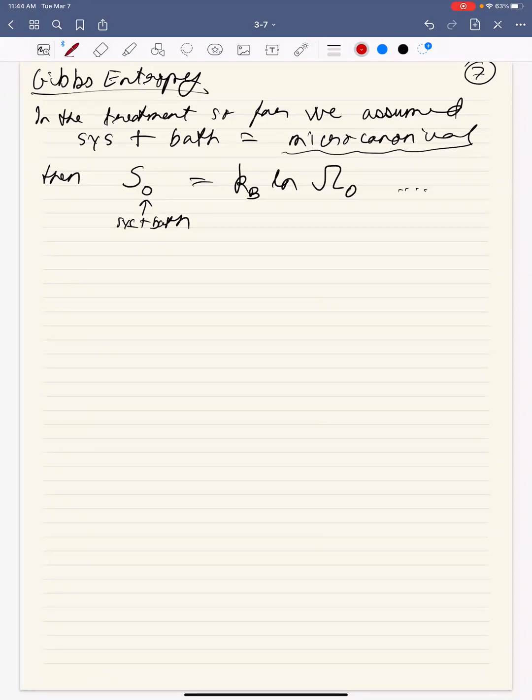Oh, by the way, if this is Gibbs entropy, what is the name of the S is equal to K ln omega entropy? Boltzmann entropy, right? So just to be clear, versus Boltzmann entropy, which is this thing, okay? So for the system plus bath, we can still think about the Boltzmann entropy because it applies to a microcanonical ensemble.